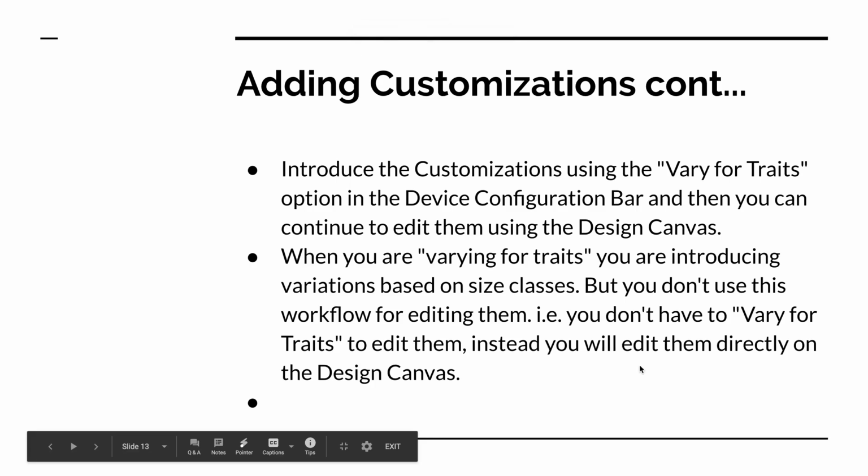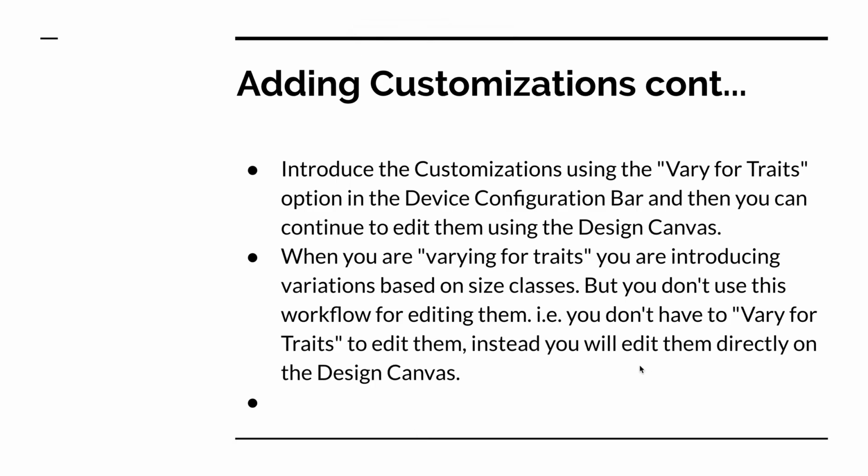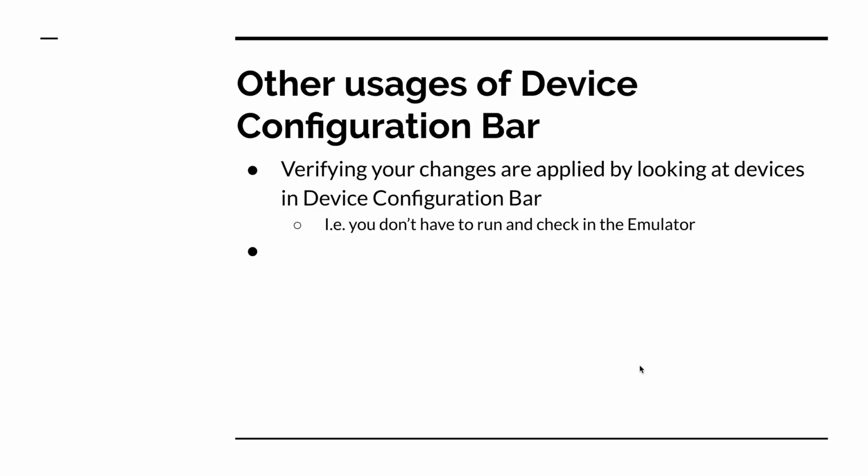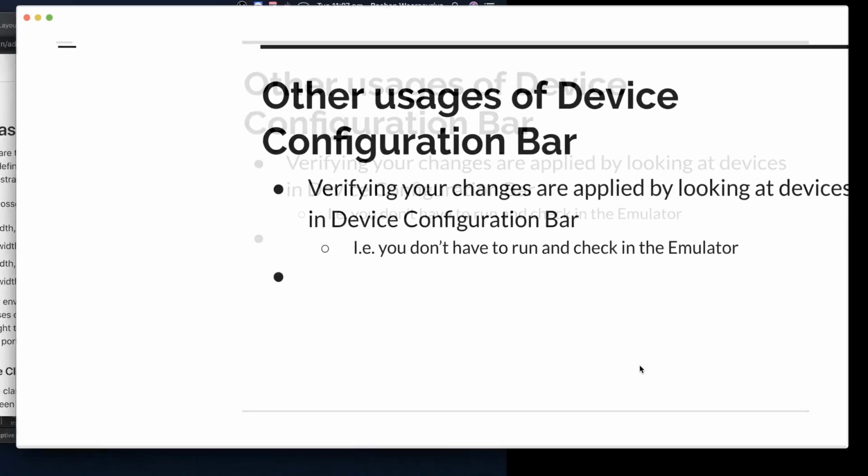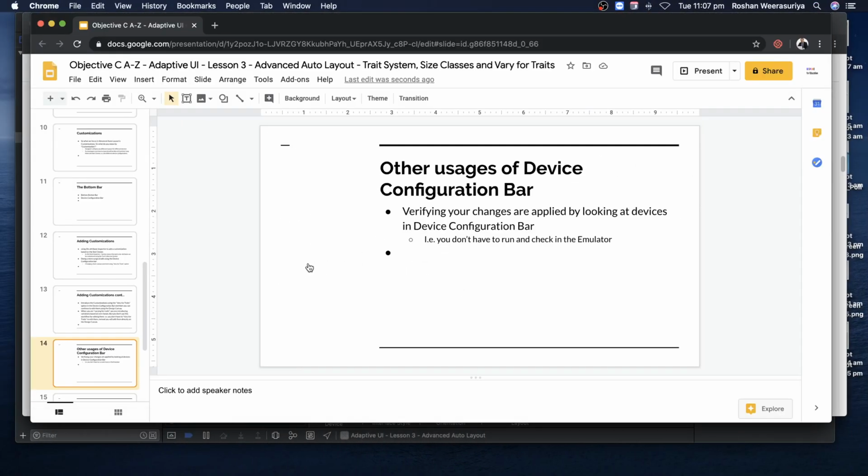Okay, so now you learned that, right? Great. So that was adding customizations. Now, what are the other usages of the device configuration bar? Verifying that your changes are applied by looking at devices in the device configuration bar, i.e., you don't have to run and check in the emulator, isn't it? So that's what we did, right?